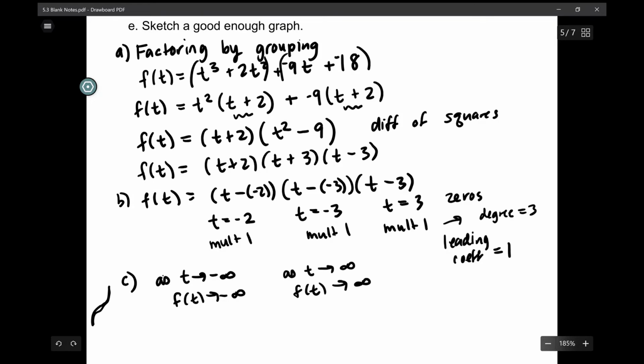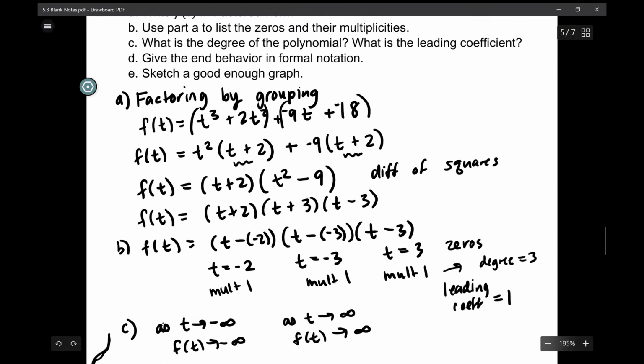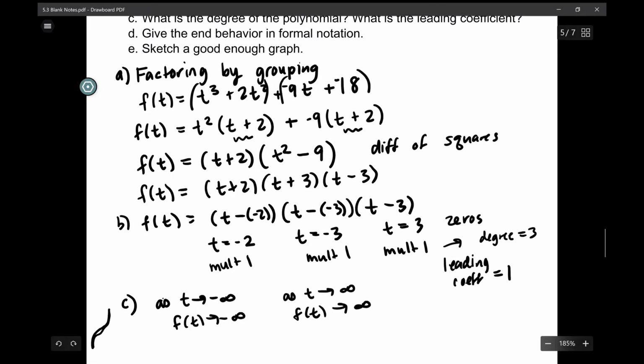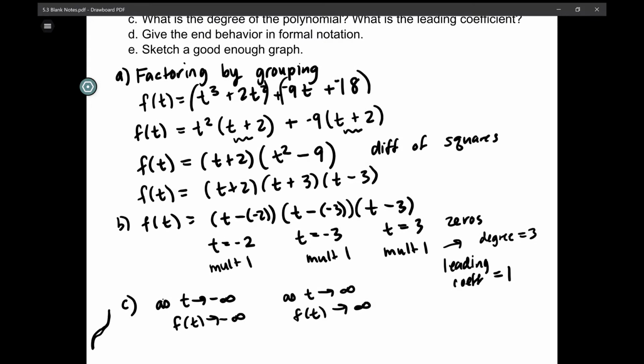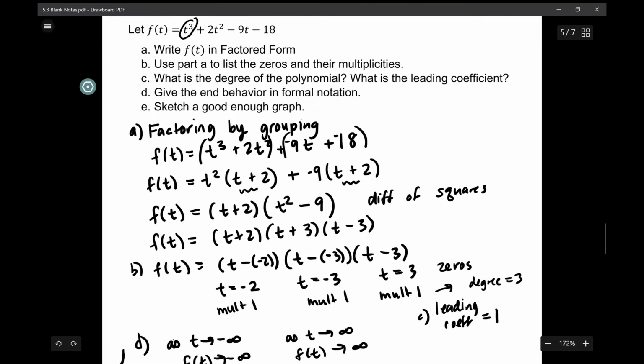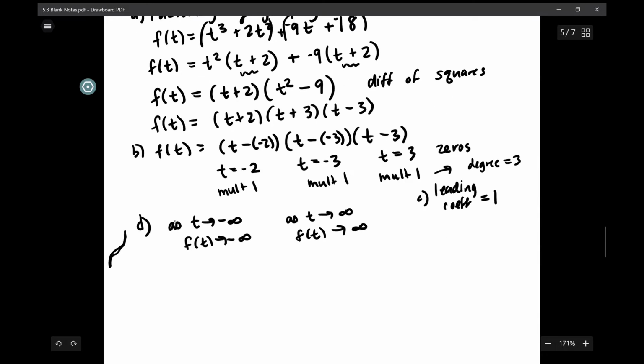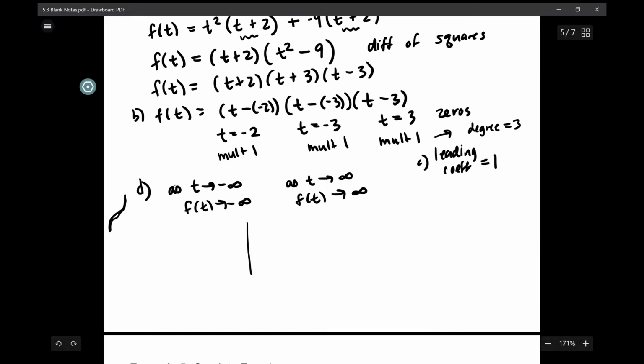All right, let's sketch our good enough graph. I didn't get the vertical intercept on this one. I'm going to do that on my own, even though it's not being asked. This is part D. This is part C. I'm all over the place today. We didn't ask for the vertical intercept, but I'm going to go ahead and figure it out anyway. So what is my vertical intercept? Well, I need to find f of 0, right? That's going to be 0 cubed plus 2 times 0 squared minus 9 times 0 minus 18. All right, so let's sketch our good enough graph.